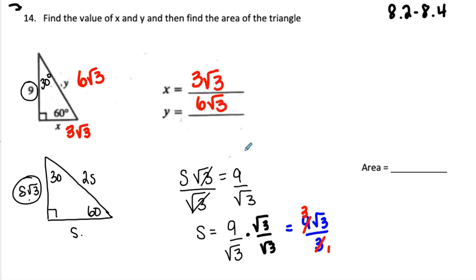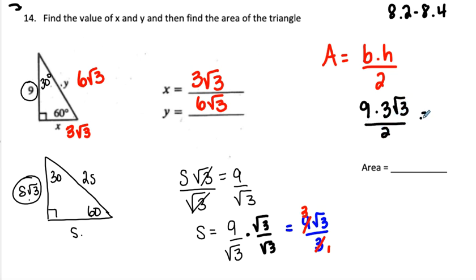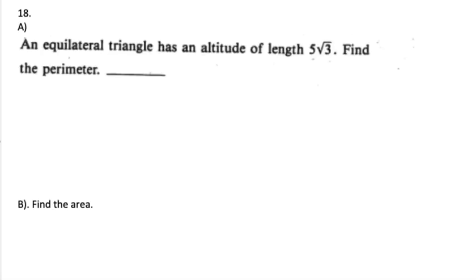It also asks to find the area, so we know the area of a triangle is base times height over 2. So in this case, I would do 9, my height, times my base of 3 root 3, divided by 2, getting me 27 root 3 over 2. And that's an exact value, so you can leave it like that. And it's units squared. All right, so that's number 14. Yes, one of the more challenging ones, so it was a good one to ask about.